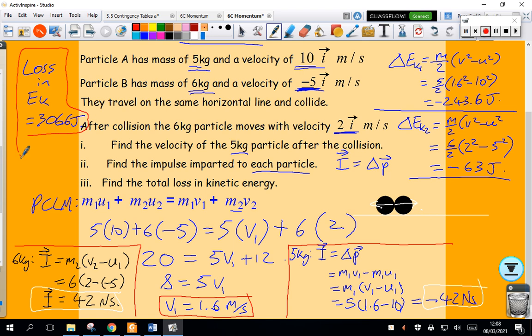So another example on the principle of conservation of linear momentum, making sure we're getting used to these words: impulse, kinetic energy, all this kind of stuff. Okay, so practice, practice, practice.